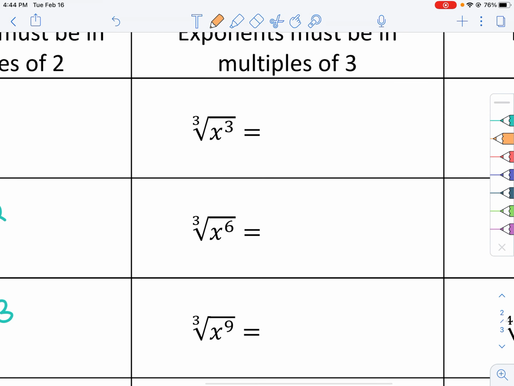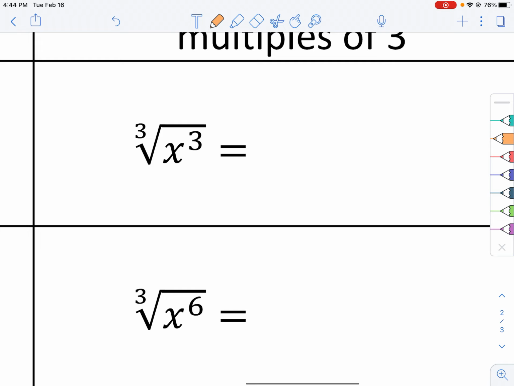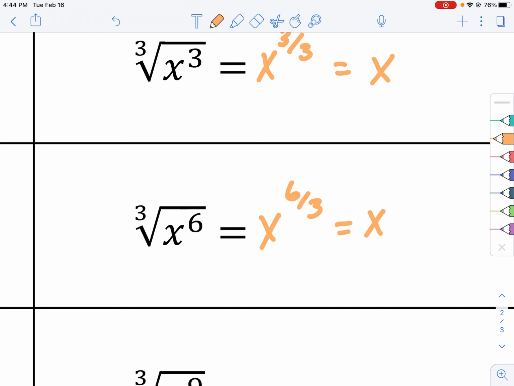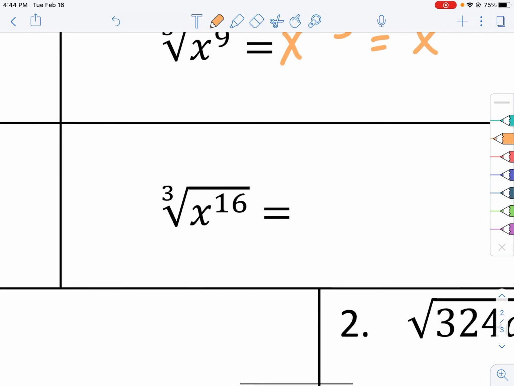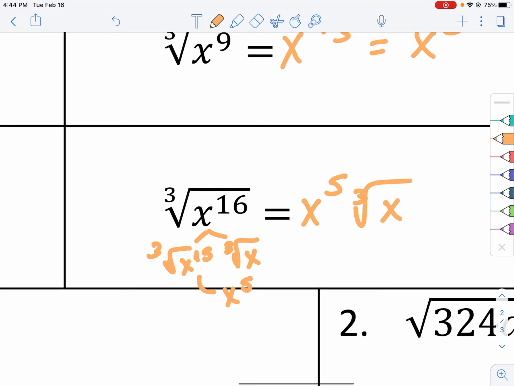If you're not sure how that's working, think about it in its fractional form, right? This is the cube root of x cubed. That's telling us it's x to the 3 over 3, which is just x. This next one would be x to the 6 over 3, which is just x squared. This is x to the 9 over 3, which is just x cubed. X to the 16 over 3, so again, split it. That's the cube root of x to the 15, cube root of x. So this is x to the 5th again, so x to the 5th cube root of x.